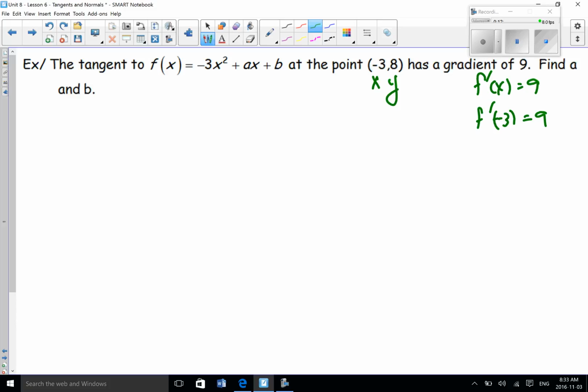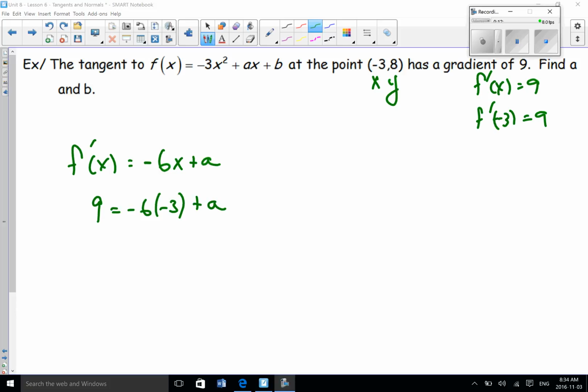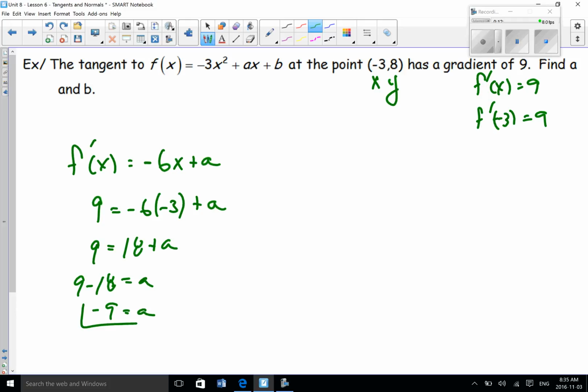What do we know? We know that f prime of x is negative 6x plus a. And they've told us that when I put in negative 3, I'll come up with 9. So I'll put a 9 here, and then negative 3 over here, and solve for a. We only have one variable left, so we can solve for that. So we get 9 equals 18 plus a. 9 minus 18 equals a. Hey, a is negative 9. Great, we've solved that. That's to find a and b.